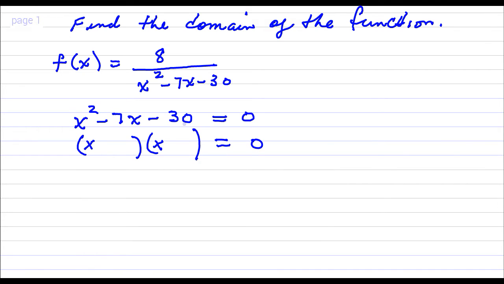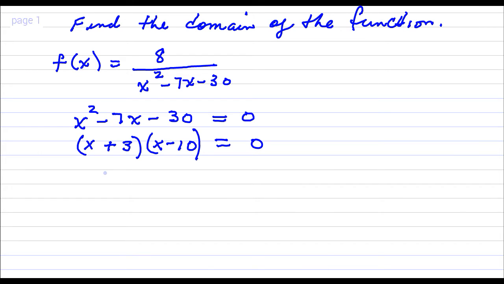So I need two numbers multiplied together that give me a negative 30, but when you add those two numbers together, it gives you a negative 7. So it's 3 and 10. Oh yeah, 3 and 10. This has to be negative 10. This one's positive 3.